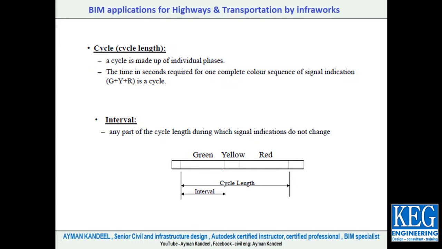What is the cycle length? Cycle length is made up of individual phases. It includes the time of green plus the yellow plus the red. The combination of green, yellow, red is called the cycle length. Okay, what is the interval? Interval is any part of the cycle length during which the signal indications don't change.